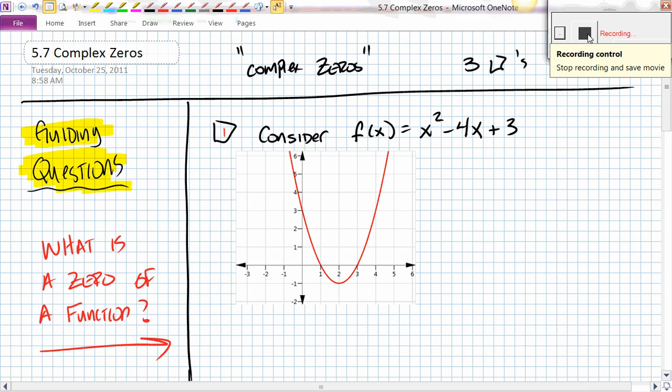Okay, this is Algebra 2 Trig, 5.7, Introduction to Complex Zeros. Okay, so I've set up everything for you. I have some guiding questions on the left-hand side here. So the first box, consider f of x equals x squared minus 4x plus 3.